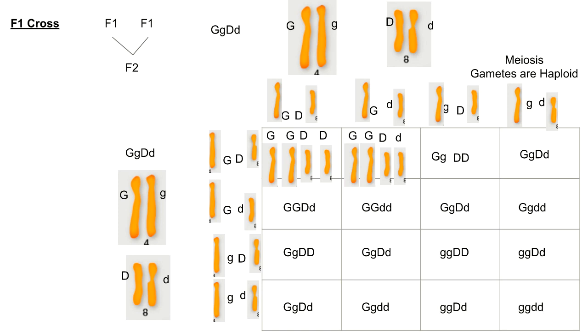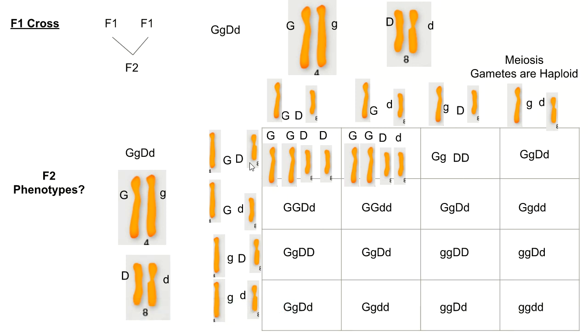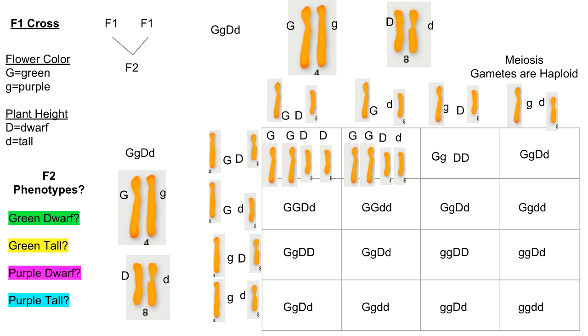And now, I said, the whole idea behind this is to try and determine the probability of the offspring. So what are the F2 phenotypes? What are all the different physical characteristics that could show up in these offspring? Again, let's remember, big G is green, little g is purple. Big D is dwarf, little d is tall. So we could have green dwarf, green tall, purple dwarf, and purple tall. These are all the different combinations we could have.